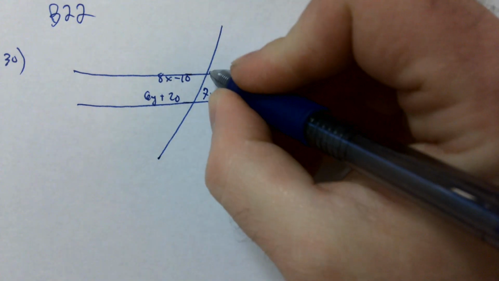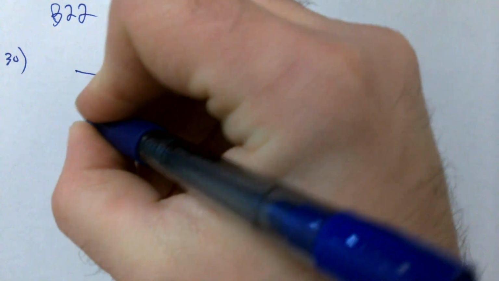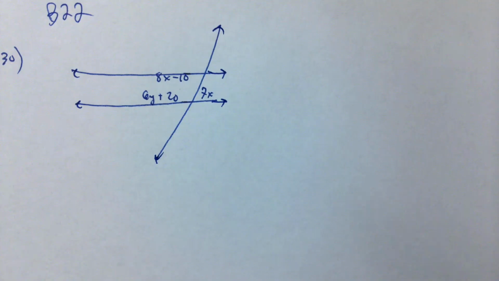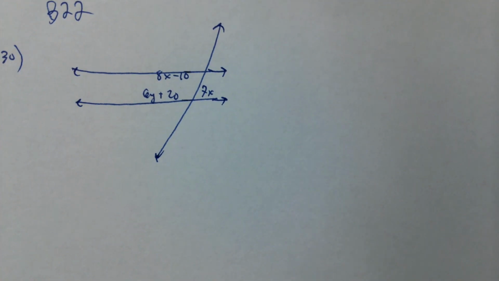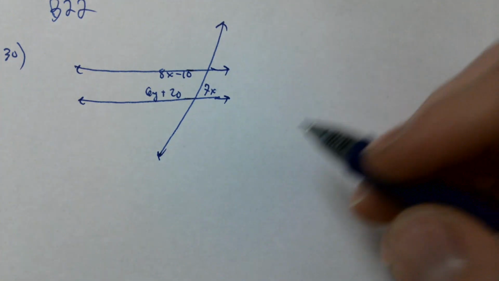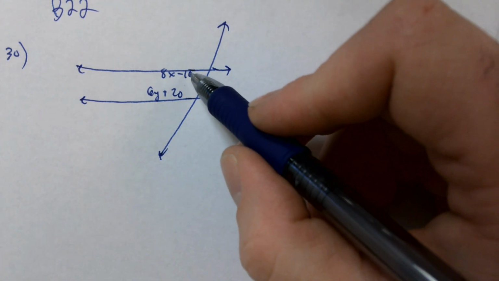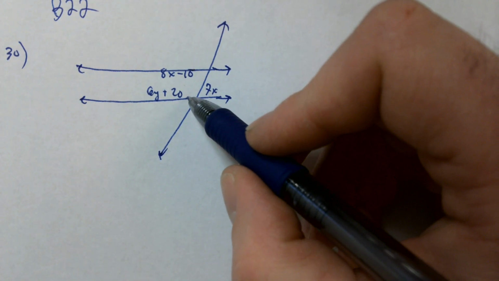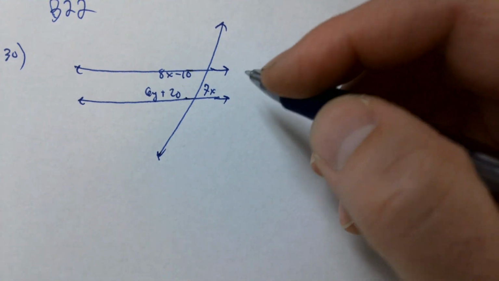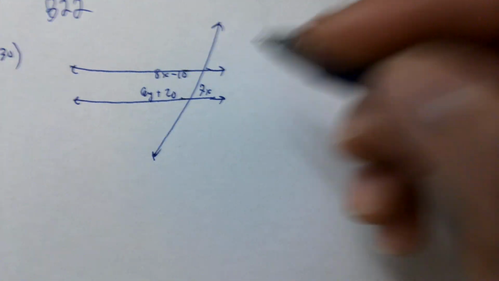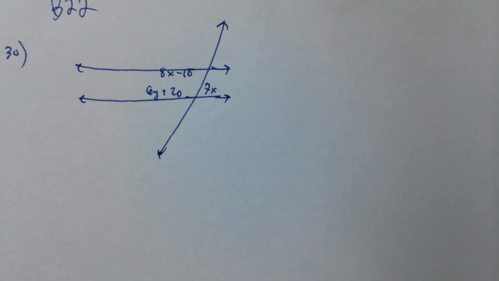This is B22. If I want to be able to find what these variables are, I've got to understand what the relationships are that they've given me. Right, Christian? Keep your hands to yourself. Thank you. I need to understand the relationships. So obviously I see 8x minus 10 and 6y plus 20, much like our warm-up, are those consecutive interior angles. So I could add them and set them equal to 180, right?